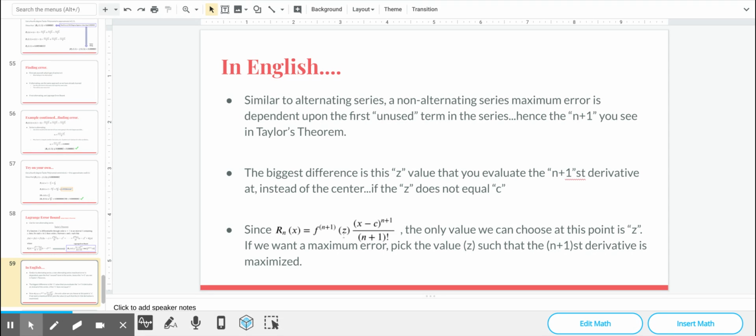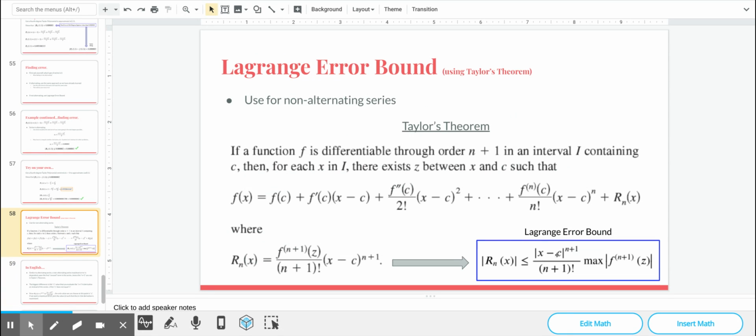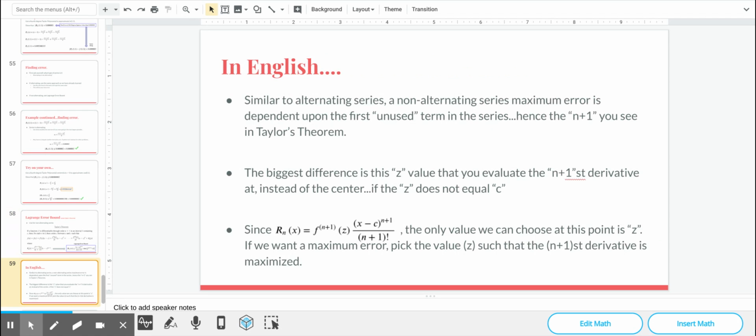All right. It's not necessarily the exact same z that gives you the exact error, but I want to pick a value such that I maximize this term. Because if I maximize this term, then I maximize the entire error itself, which is what I'm going for. Hopefully that made sense a little bit. Happy to talk about that more with you, certainly.